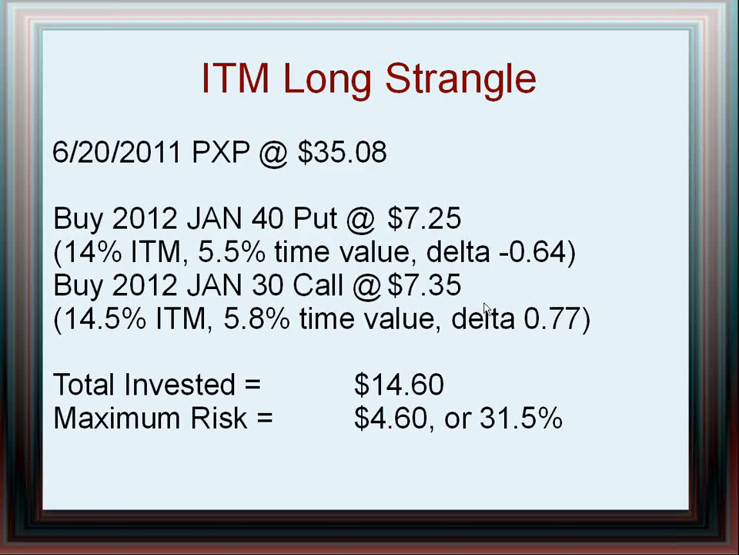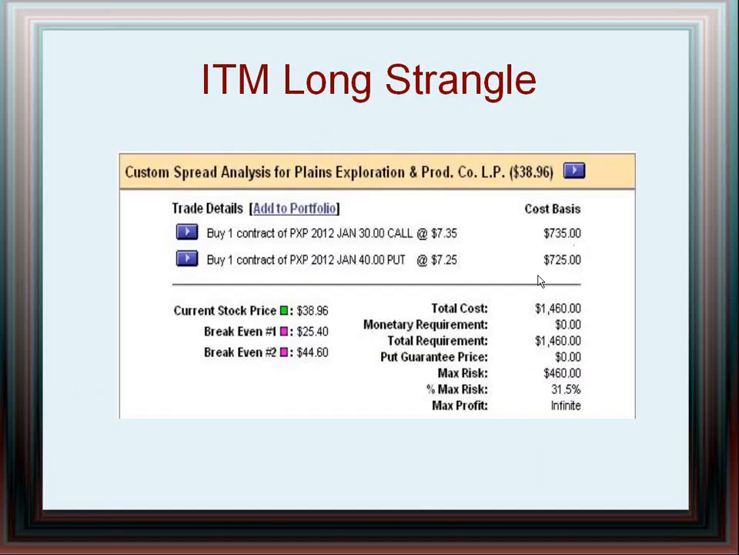Buy one put for 725, buy that call for 735. Our total investment is 1460. Now the maximum risk is 460 or 31.5%. Because it's an in-the-money strangle, if the stock stayed at 35, your 40 put would have $5 of intrinsic value, your 30 call would have $5 intrinsic value. So you're not risking the full 1460. You're just risking the time value factor, that $4.60. But this is a 31.5% risk of that $14.60 investment.